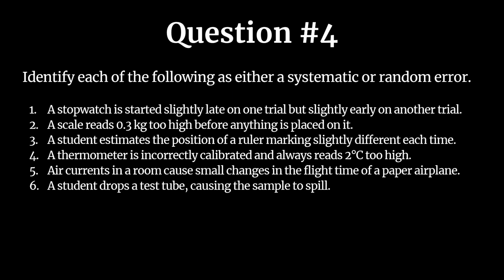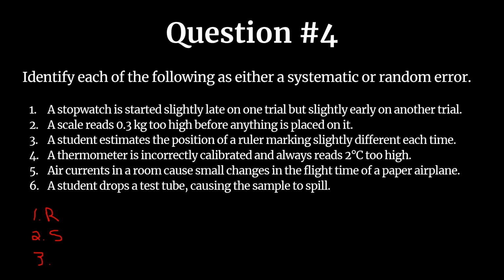Question number 1. A stopwatch is started slightly late on one trial, but slightly early on another trial. This is a random error because the timing changes unpredictably from trial to trial, so the measurements vary randomly. Number 2. A scale reads 0.3 kilograms too high before anything is placed on it. Well, the scale has a consistent offset, so every measurement will be too high by the same amount, so this is a systematic error.